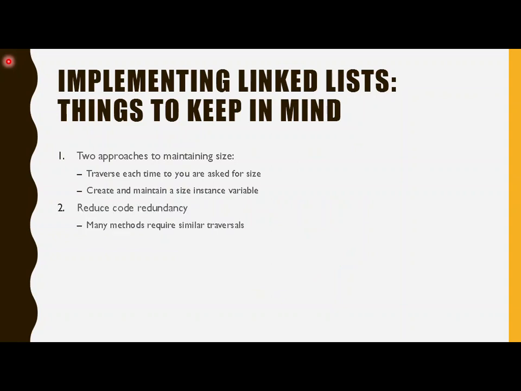What else? We don't want to create a lot of redundant code because many methods are going to require similar traversals, right? You're going to be walking down the list to find things in several of the algorithms. So you want to keep in mind, I don't want to write the same code multiple times, right? So think about that, and also keep traversals to a minimum. You don't want to have helper methods and methods built on other methods that become very inefficient because each one traverses the list to get to where it needs to go. So you want to keep that in mind too.